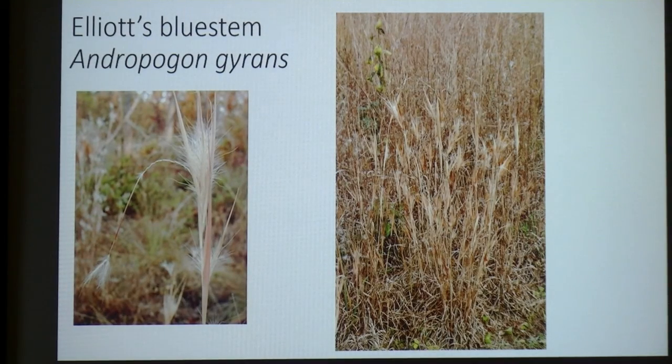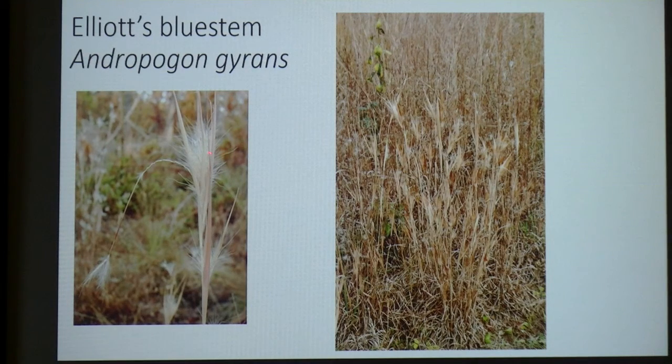Except for this one. This is Elliott's blue stem. It's hard to get photographs that do this thing justice because the seeds occur mostly at the very top, and you can see it here, whereas a lot of these others have flowers and seeds borne most of the length of the stem. This flowering and seed production is concentrated at the top in Elliott's blue stem.